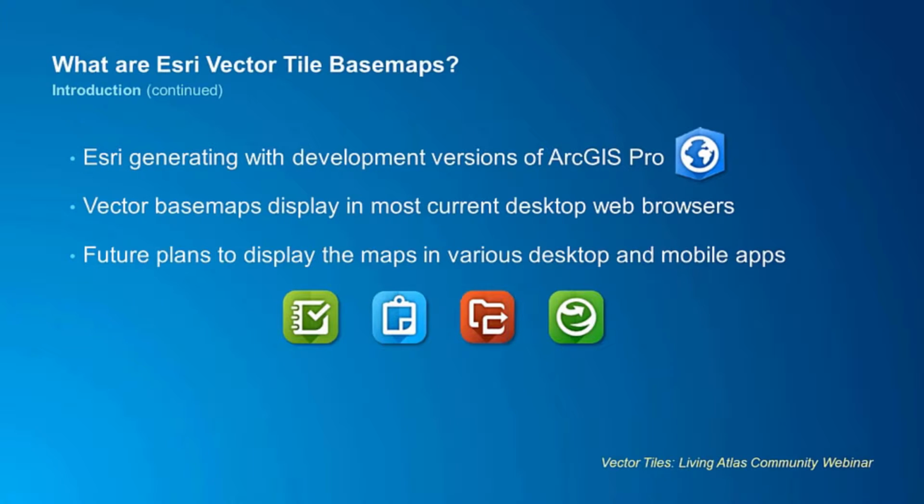Esri is generating the vector tiles with development versions of ArcGIS Pro. Currently we're using a pre-release of Pro 1.4, so we have some slightly advanced tools that aren't yet available to our users. The vector basemaps display in the most current desktop web browsers. Some of the older browsers like IE8 won't be able to handle the vector basemaps, but with any of the newer Chrome and Firefox, you won't have any problems. And we do have future plans to display the maps in the various desktop and mobile apps that we support.